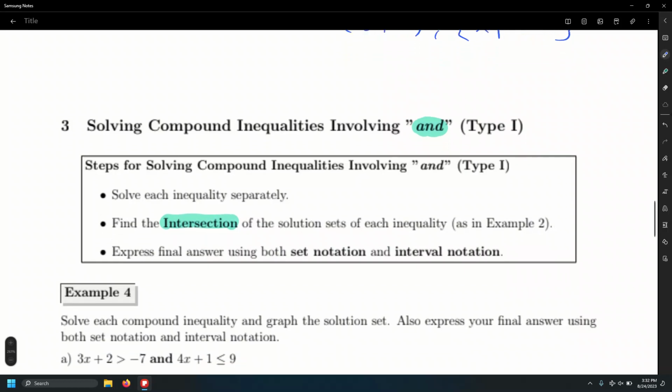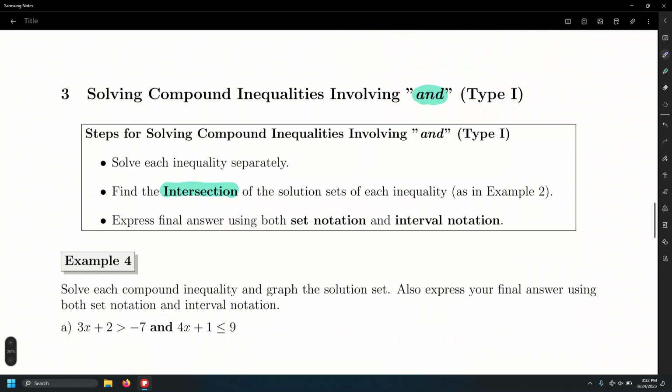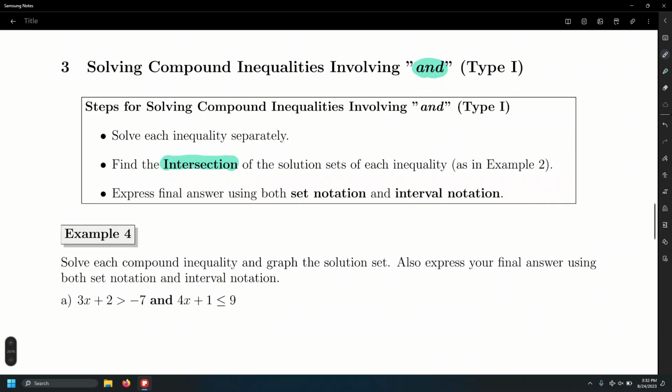So, but in this case, it's going to be for the AND. And what are we going to do? Exactly the same thing for the first step. Solve each inequality separately, and then find the intersection of the solution sets of each inequality, and then put them together and look for the overlap. All right, and that's going to be our result. And again, using both interval notation and set builder notation.